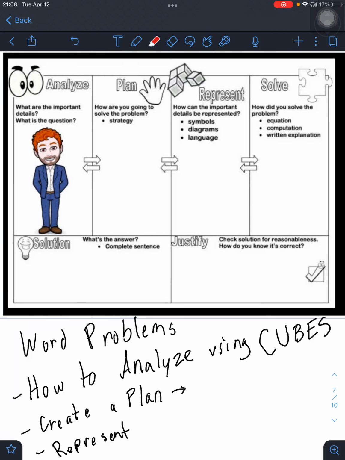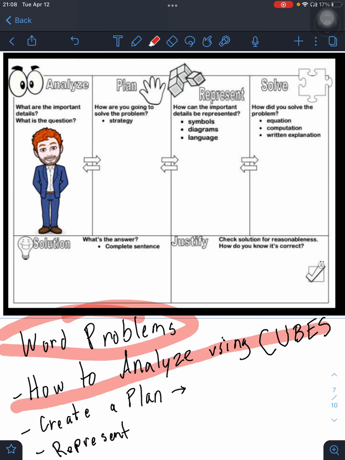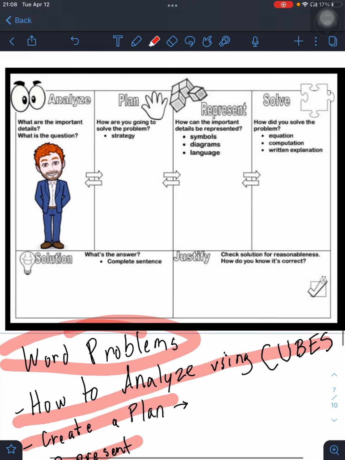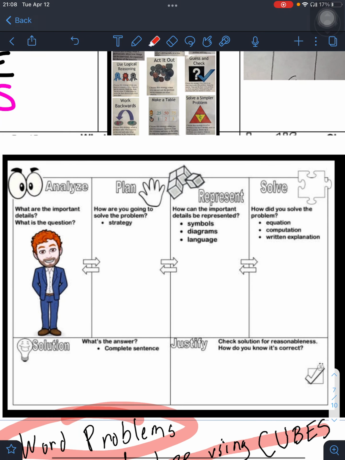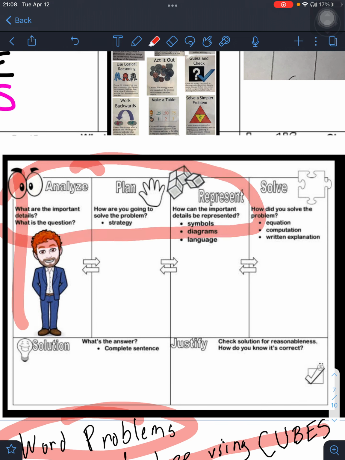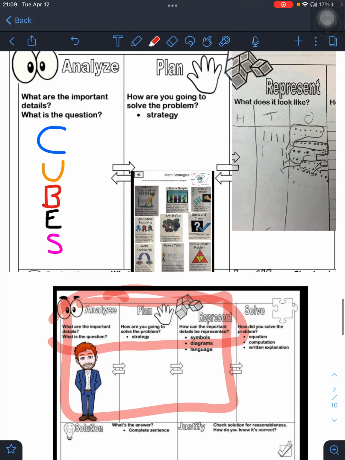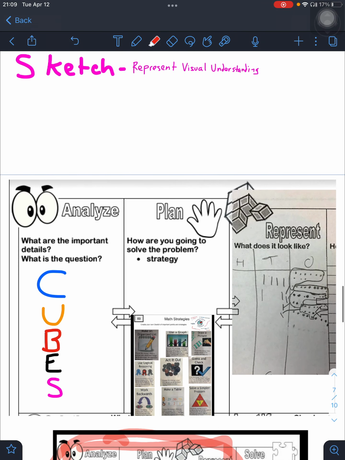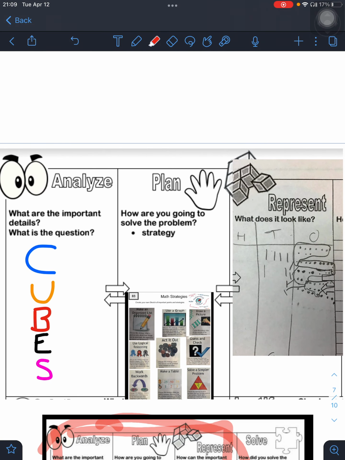This is Mr. Carvajal, and today we're going to be going over word problems and how to analyze them using our cube strategy, creating a plan, and how to represent them. So our focus is going to be on the analyze, plan, and represent section of our problem solving math. If you need more help with the problem solving math, please refer to the video regarding how to use the problem solving math. Okay? So again, our focus today is using our cubes strategy for analyzing the word problem itself.